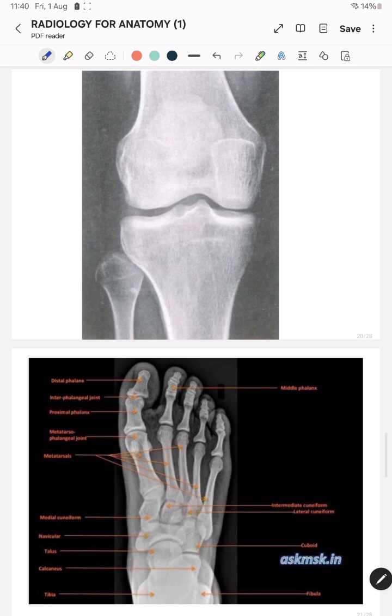So this is the knee joint. You can see the shadow of patella. This is the intercondylar eminence. This is the fibula. Okay, this is tibia, this is femur above. Okay, lateral epicondyle, medial epicondyle.